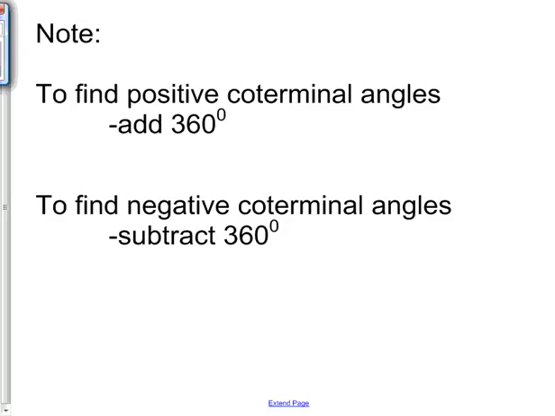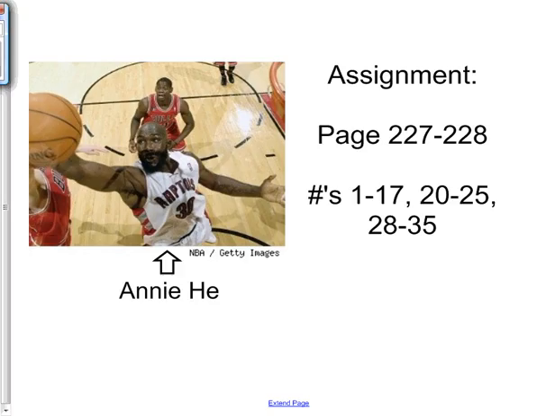If we want to find a negative coterminal angle, we subtract 360. So if we have like a 45-degree angle, and we want to find a positive coterminal angle, we add 360 to 45. And if we want to find a negative coterminal angle, subtract. That's all you've got to do.